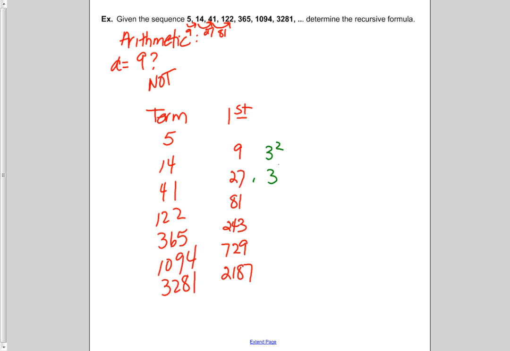3 squared, 3 cubed, 3 to the 4th, 3 to the 5th, and so on. It looks like it should be a geometric sequence. We're going up by powers of 3, and yet if you look at the ratio, if you do 14 divided by 5, you don't get 3. You get something rather close to 3. You get 2.8. But it's not exactly a geometric sequence, but it's close.